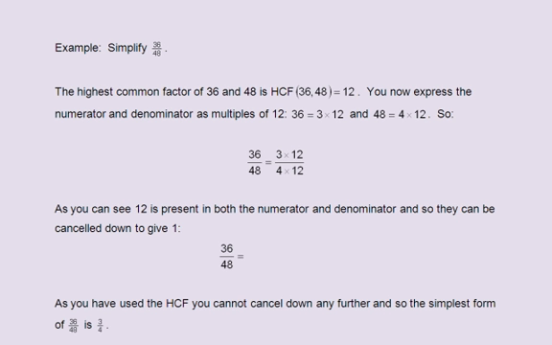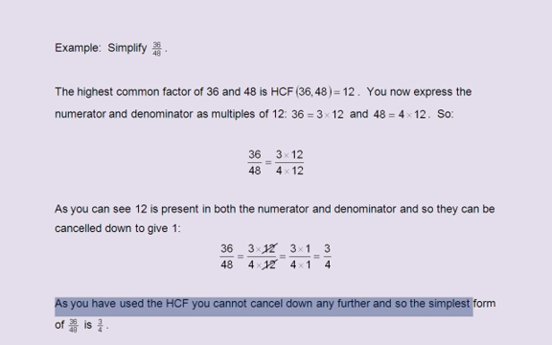36 over 48 equals 3 times 12 divided by 4 times 12. Cancelling the 12s gives 3 multiplied by 1 divided by 4 multiplied by 1, which equals 3/4. As you have used the highest common factor, you cannot cancel down any further, and so the simplest form of 36 over 48 is 3/4.